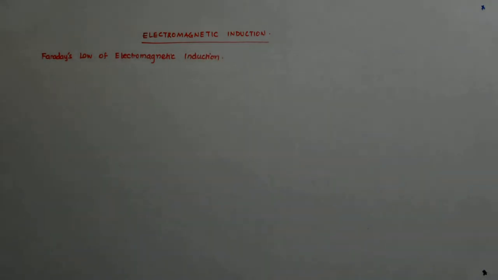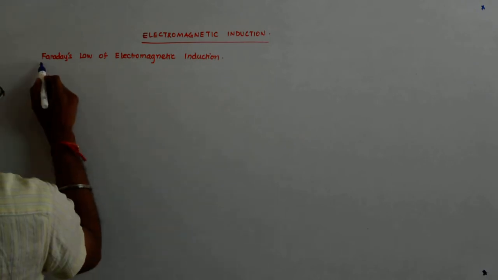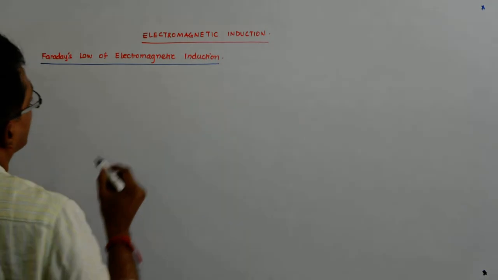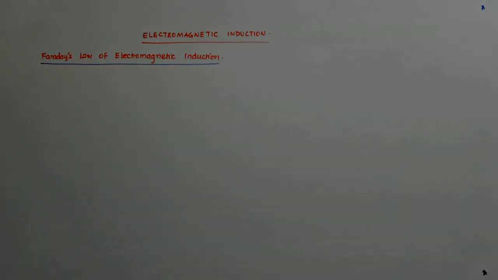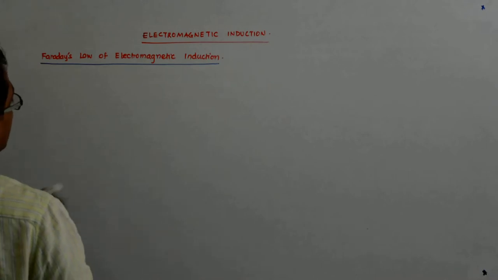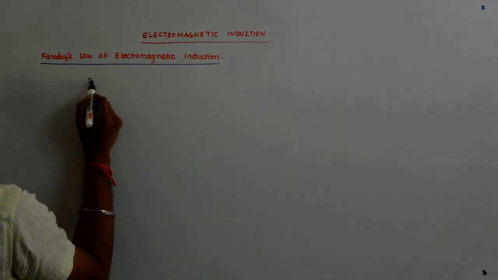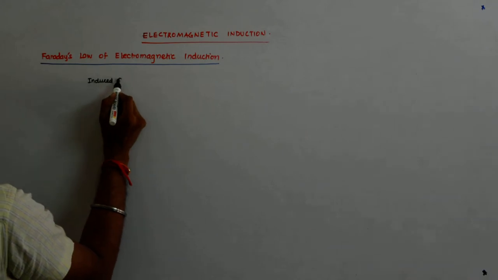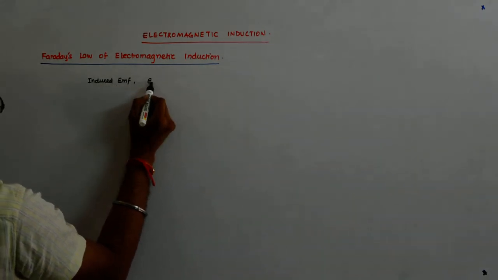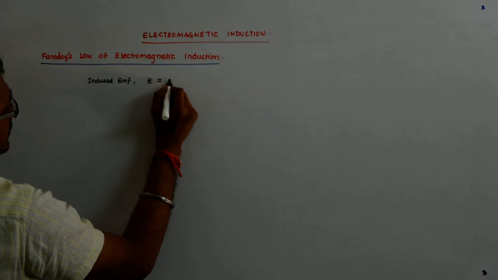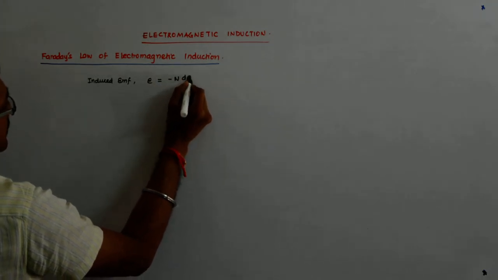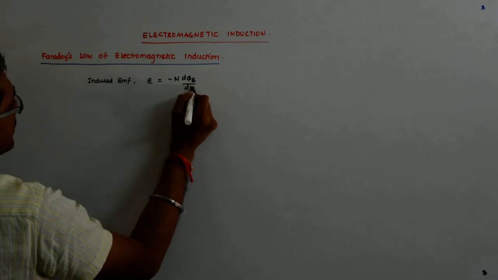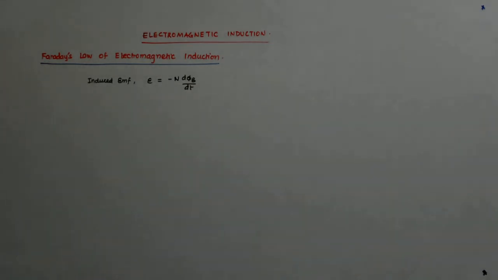And at this stage, if I just write the formula, it will be hilarious. Why? He said that the induced EMF E is minus N d phi b upon dt. That's all. That is the law.